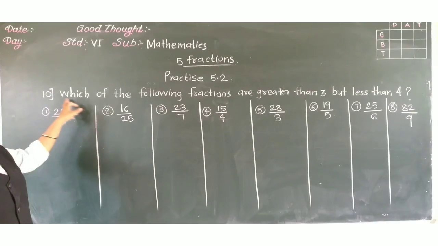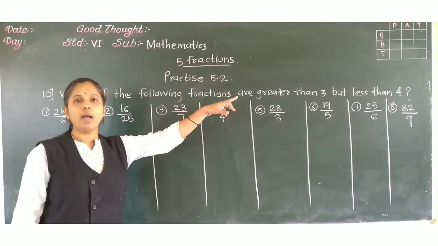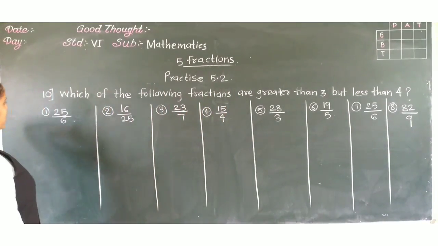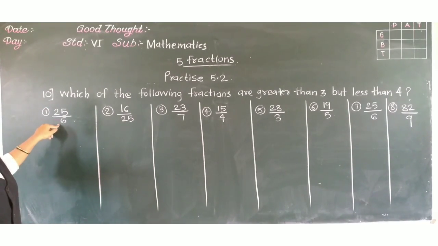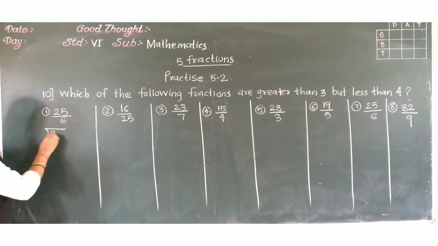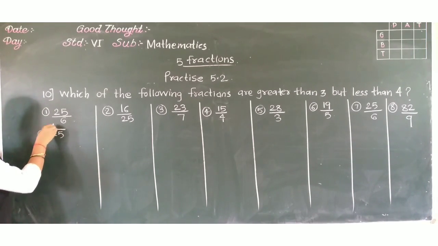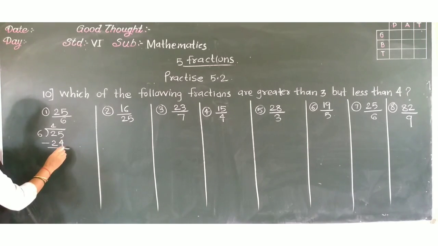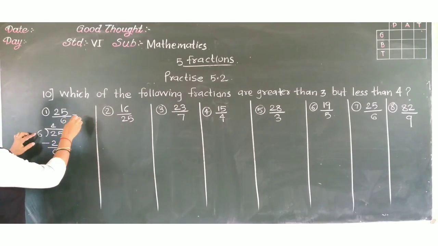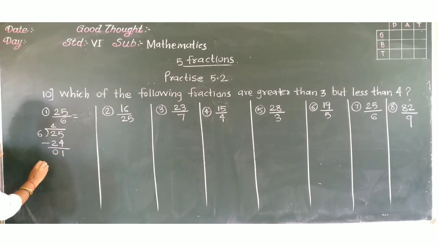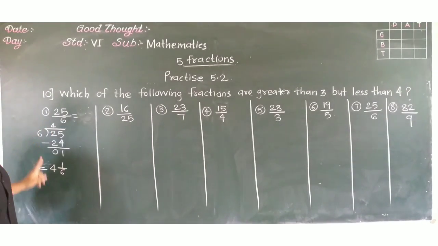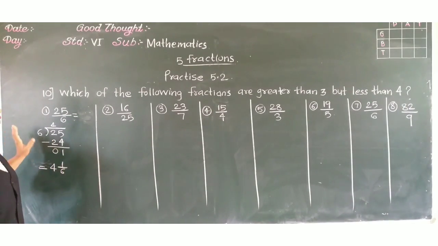Now question number 10. Which of the following fractions are greater than 3 but less than 4? Okay. So see here. For that what we will do? We will divide numerator by denominator. See here. 25 divided by 6. 6 4s are 24. Correct? So how to write it? 4 and 1 upon 6. This is greater than 3 and greater than 4 also. See, because after 4, 1 upon 6, that is greater than 4 also. So this will not be taken.